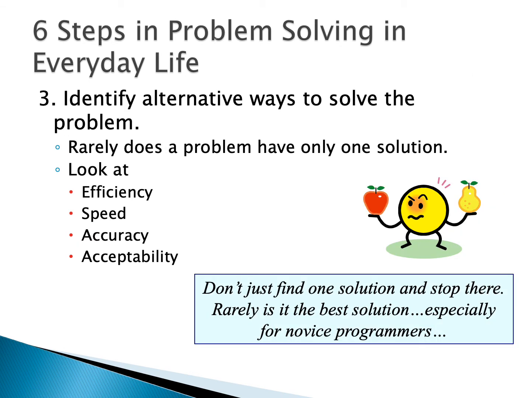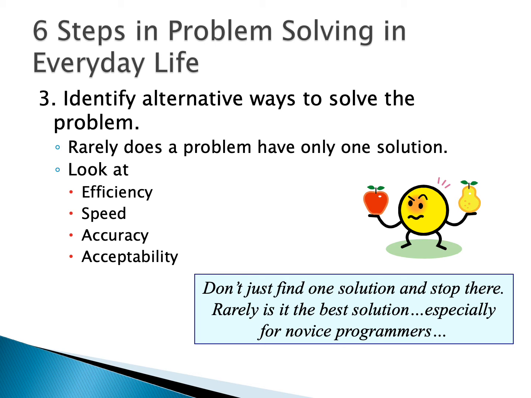The third step is identifying alternative ways to solve the problem. Rarely does a problem have only one solution. A simple example is in giving direction. There are many routes that can be taken to reach the same destination. These different routes are the alternative. By creating multiple solutions to the problem, we can evaluate the different solutions to find the one best for that particular problem.